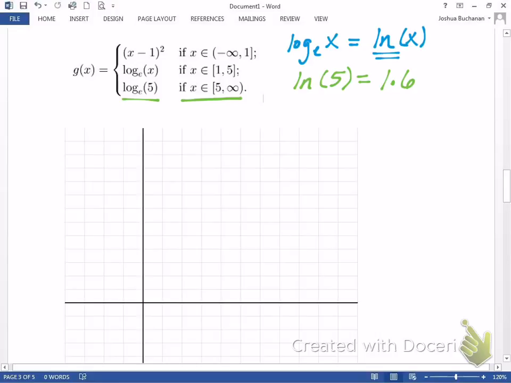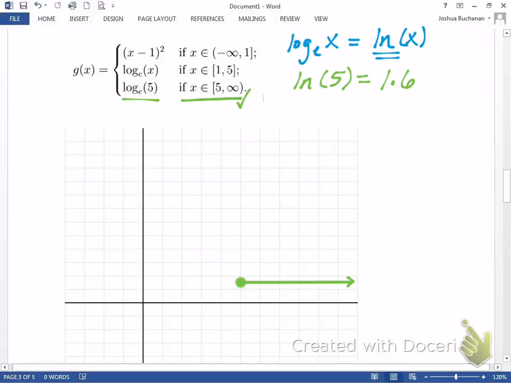So 1, 2, 3, 4, 5, up 1.6. Now the dot is significantly larger than it needs to be, but that's just to draw your attention. And then 1.6 is approximately just a little bit above halfway up to 2. So there's our first graph, or our first piece of this function.